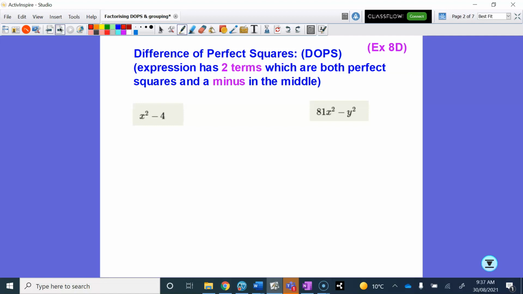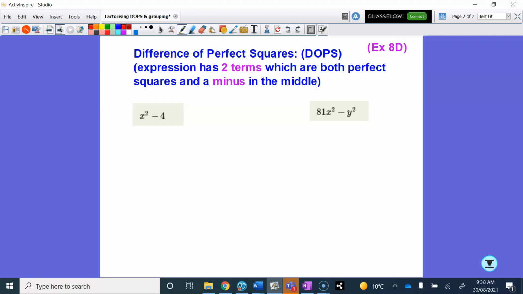So looking at how do we know if it's one of these type of questions or not, basically if the expression has two terms in it, both of those terms are perfect squares, and there's a minus sign in the middle, it's pretty likely it's going to be a DOPS question, a difference of perfect squares question. Okay, so if you can write the expression where both of those terms are perfect squares and there's a minus in the middle, it's going to be one of these sort of questions.